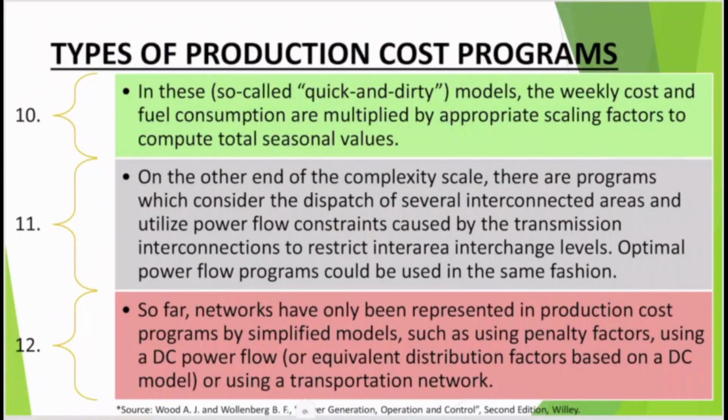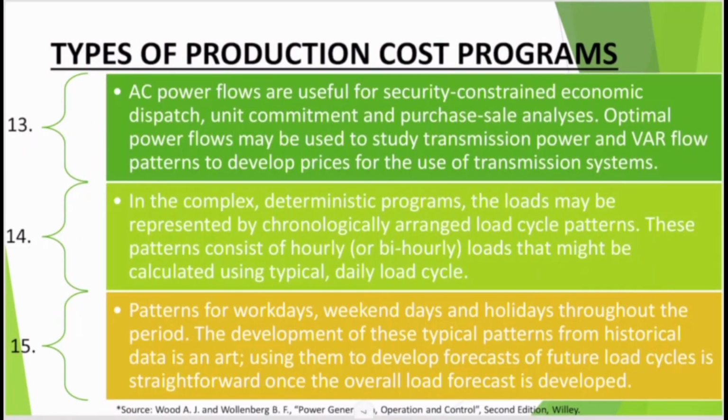It can give you a standard model using a DC power flow and/or using a transportation network system. But AC power flow is usually useful for security constrained economic dispatch, unit commitment, and purchase sale analysis. Optimal power flow may be used to study transmission power and reactive power flow patterns to develop prices for the use of the transmission system. Now, very, very important, I told you during my previous lecture that the transmission system may also play an important role in deciding your energy cost.